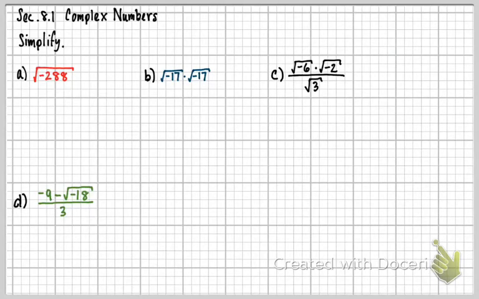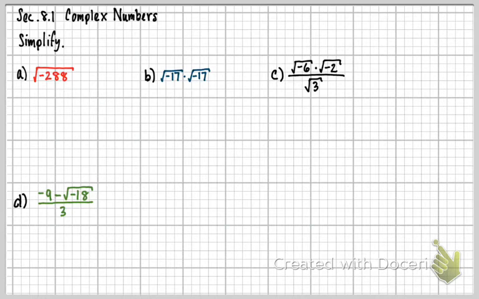So the directions for these complex numbers could simply be simplify. So now when I look at these problems, I'm just going to simplify them. What that means is I'm going to get rid of the negative underneath the square root and get it in some form of a plus bi. That's really what we're going to do here.